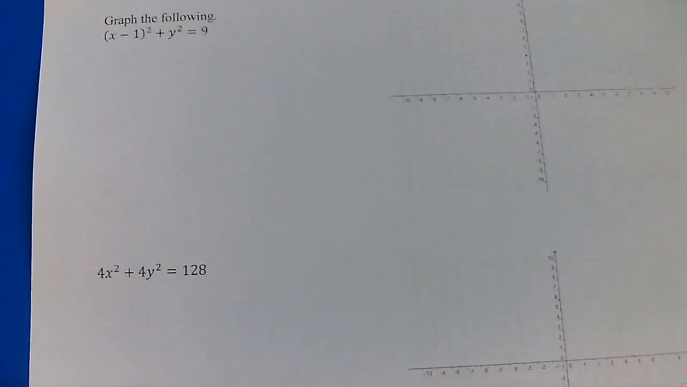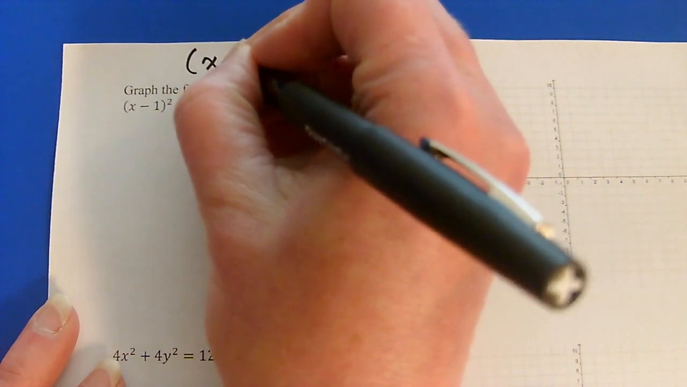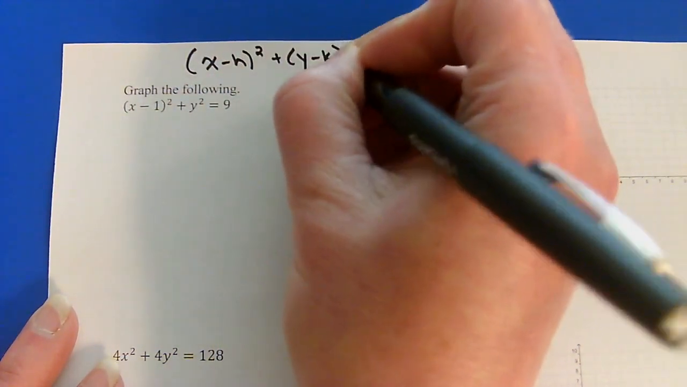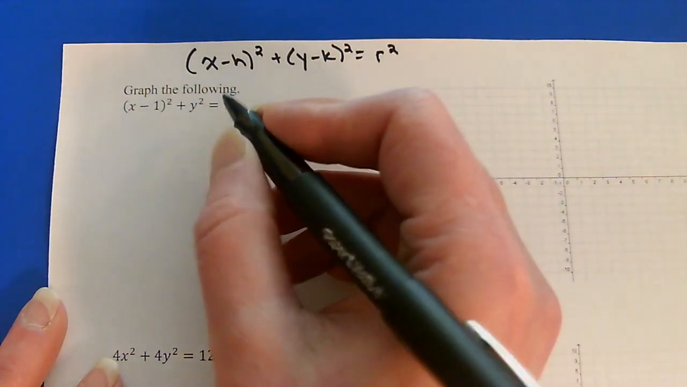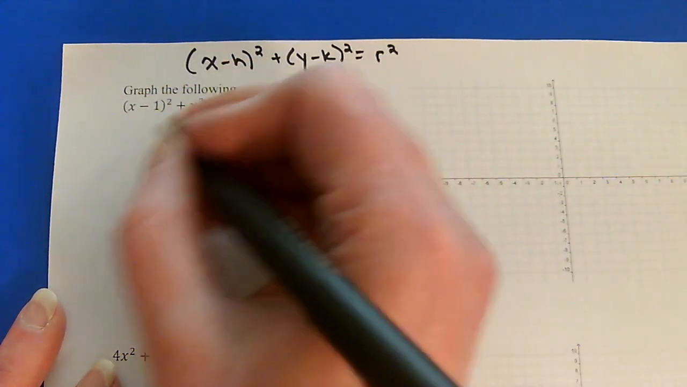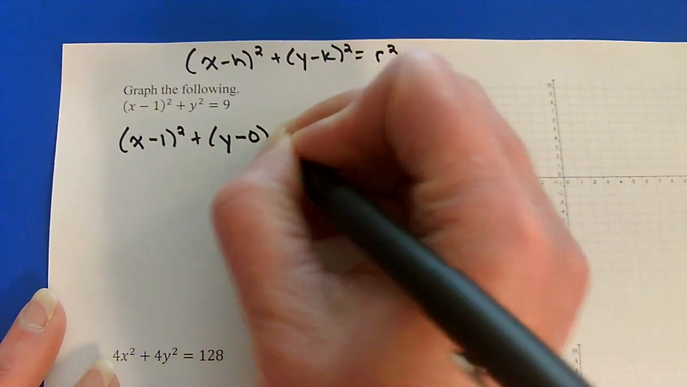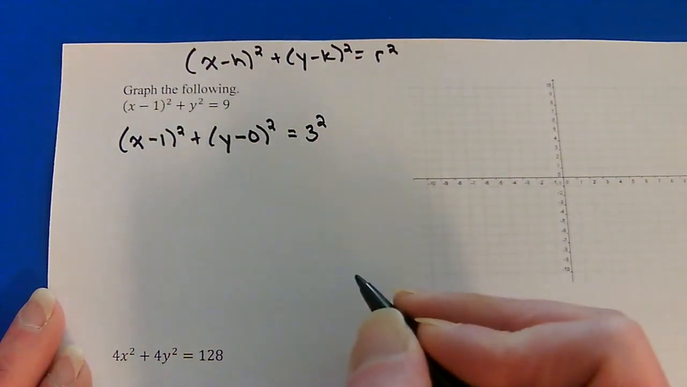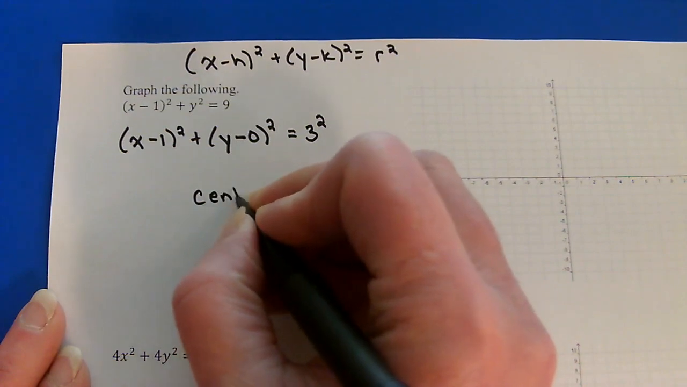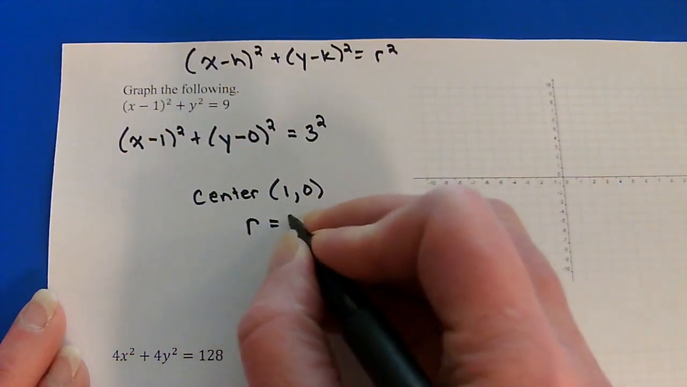Now let's look at graphing. What if I was given the equation? Could I graph it? So now I need to work backwards and think about that formula again. So I'm going to write the formula at the top of the page. All right, so here I have x minus 1 squared. So I know my h already, but the y is not in parentheses, so that actually means I have y minus 0 squared, and then 9 could be rewritten as 3 squared. So I can find my center. It's going to be h, k, so 1, 0, and the radius is 3.